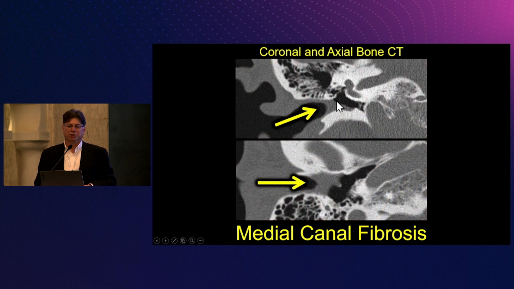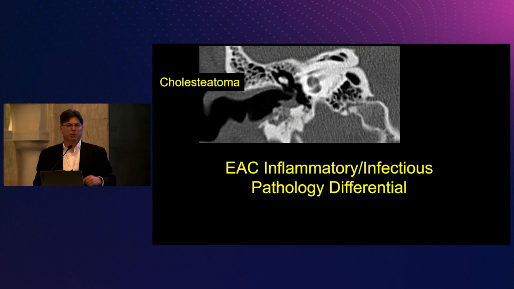So here's a case, a coronal CT on top and the correlating axial on bottom, and we see that crescent out laterally with this soft tissue that goes all the way to the tympanic membrane, but the middle ear cavity is still normally aerated. So that explains why this patient would have a conductive hearing loss with medial canal fibrosis in that case. So we have a spectrum when we think about infectious and inflammatory processes of the EAC.